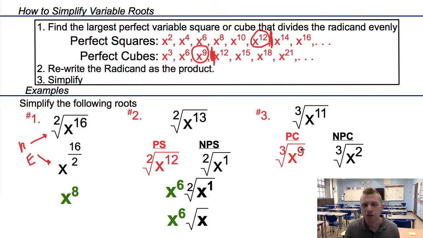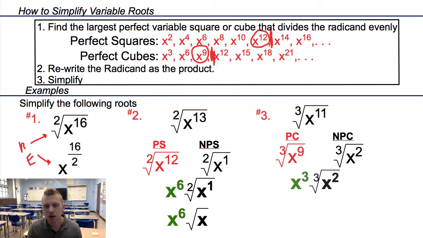I can simplify this one by taking the exponent of 9 and dividing it by the index of 3. 9 divided by 3 is x to the third, and the non-perfect cube piece remains unchanged. This one simplified nicely because of the 2 and the 1. This one, there's nothing to do here. Let's see if you can try one of these on your own.